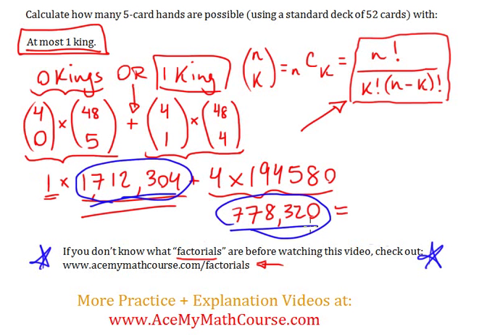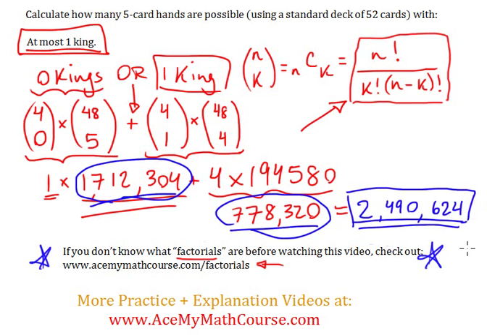So 778,320 plus 1,712,304 is 2,490,624 ways, or 5-card hands with at most 1 king.